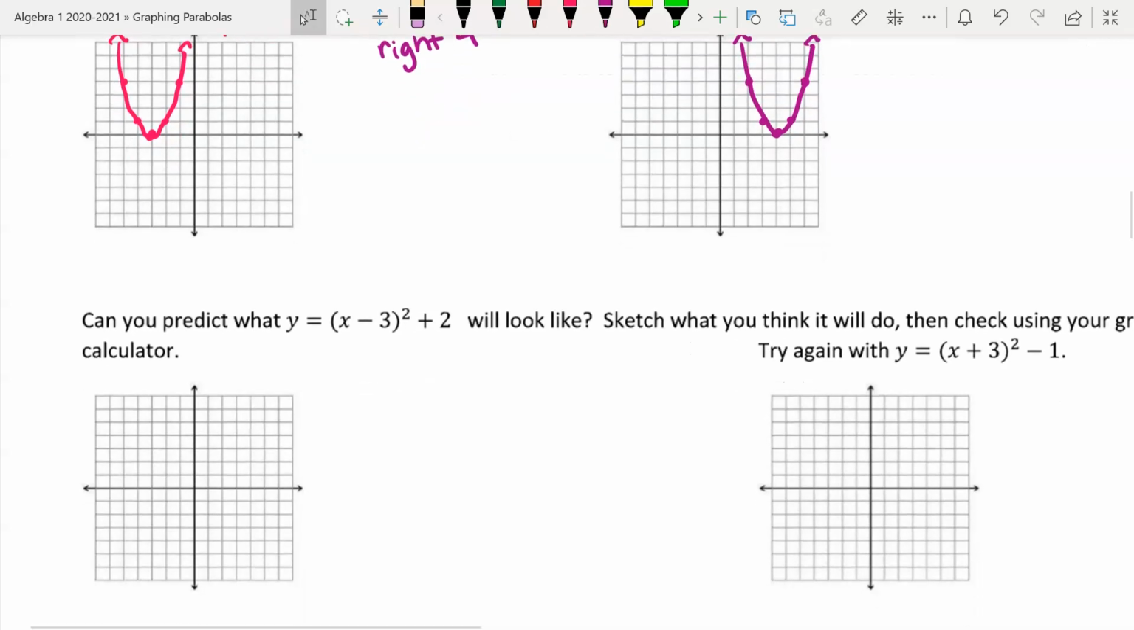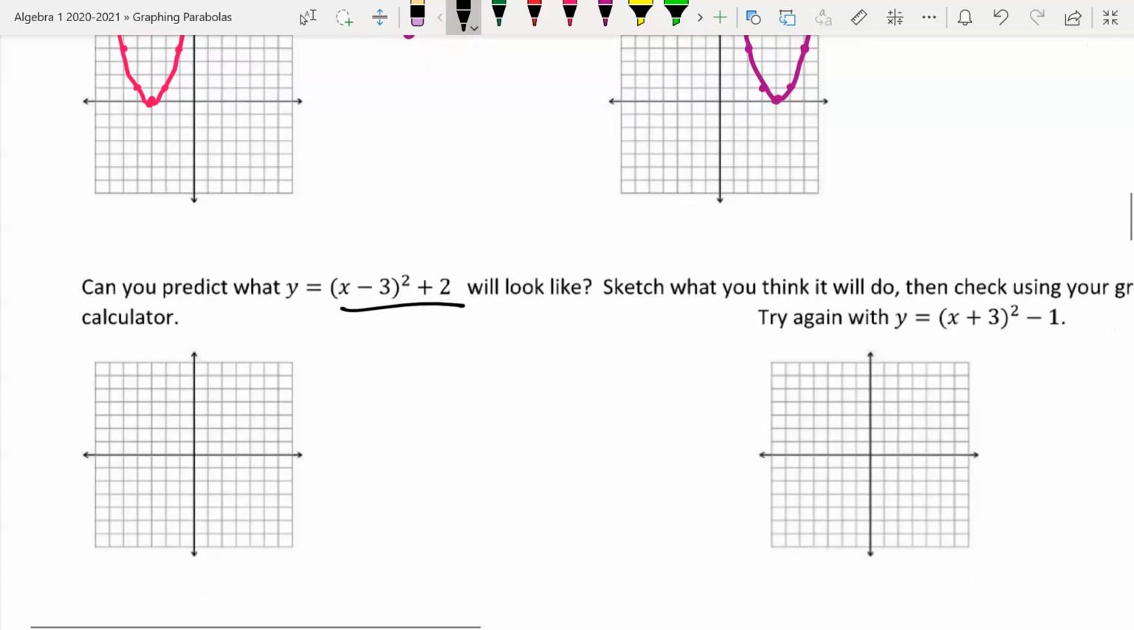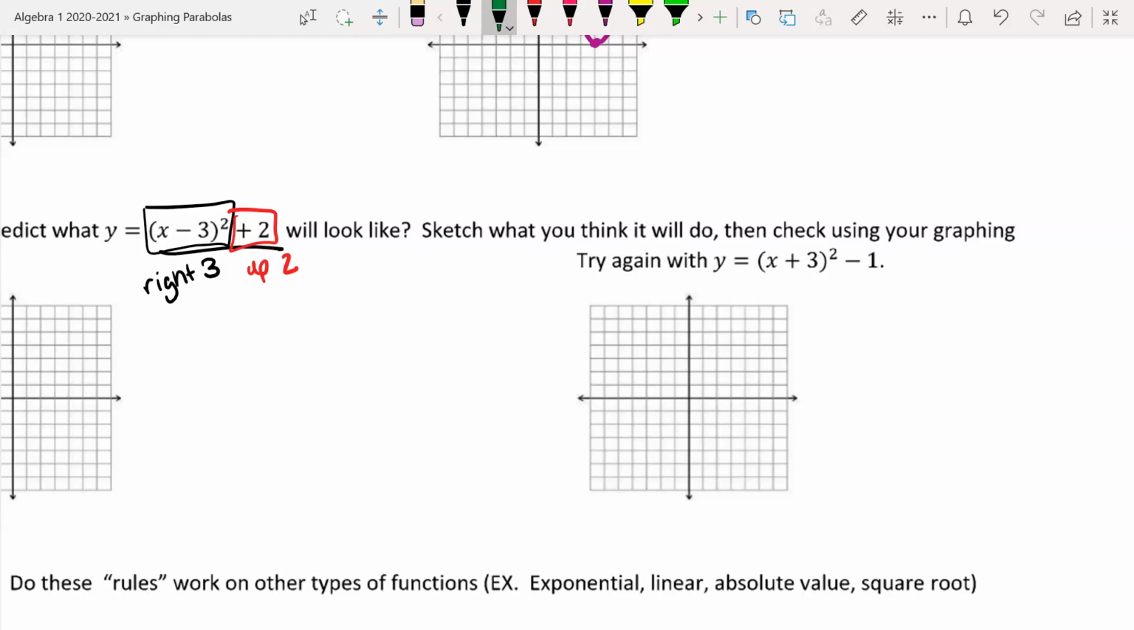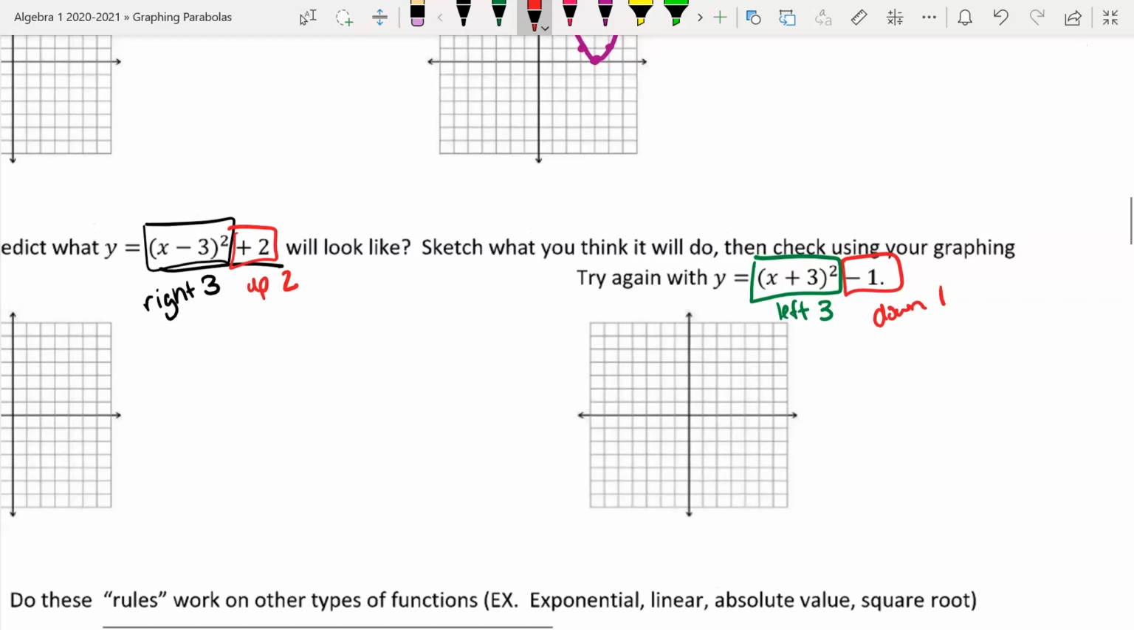So now it says, can you predict what this is going to do? Well, remember, we know if it's inside the parentheses, that's left or right, but they're lying to us, so we're going to say this is going to go right 3. And we know the outside is going to go up or down, and they're telling us true, so that's going to go up 2. That's my guess. On this one, plus 3, we're going to go left 3, because it's inside parentheses. And then the minus 1 on the outside means we're going to go down 1. And you can graph those and see.